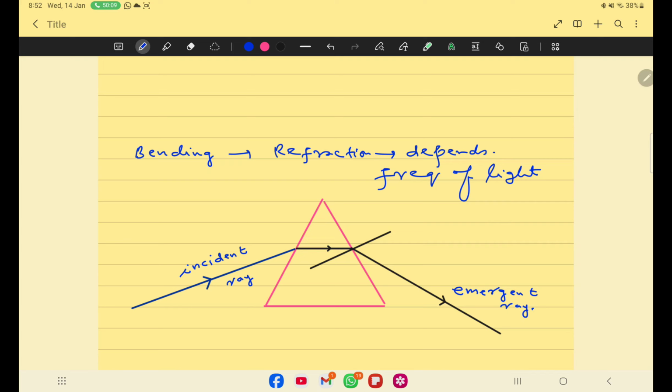Refraction means bending of light. The light is not following a straight line. Light is bending towards the normal or away from the normal. And refraction depends upon the frequency of light.